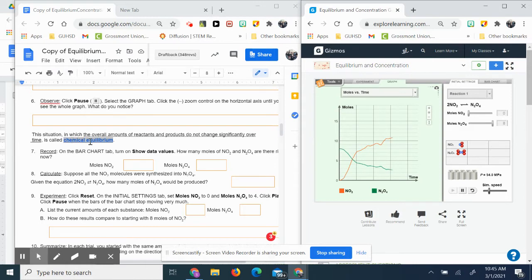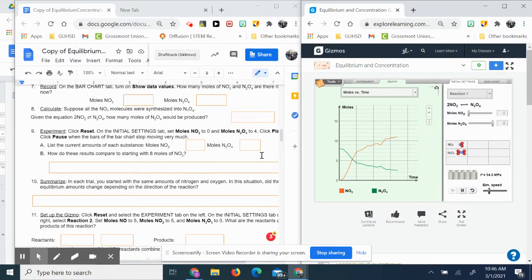Now, if you want to know more about chemical equilibrium, you can click here. The next thing you're going to do is reset moles of NO2 to 0 and N2O4 to 4. So if I reset NO2 to 0 and N2O4 to 4, you're going to hit play and look at how those compare.